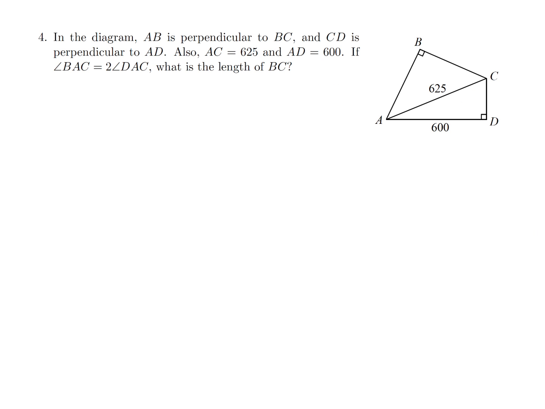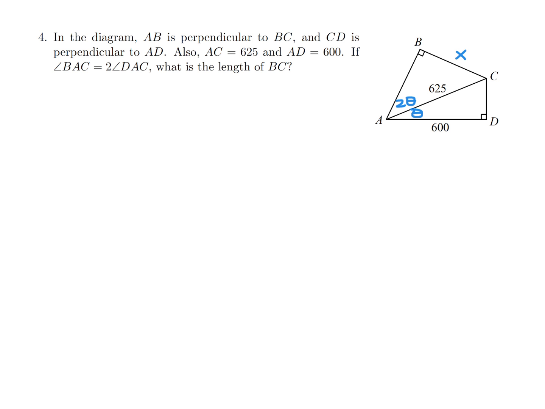In the diagram, AB is perpendicular to BC and CD is perpendicular to AD. Also, AC is 625, AD is 600. If BAC is 2 times DAC, what is the length of BC? Let's see here. I think if this, for example, is theta, they're saying that's 2 theta. And what do they have to do? BC. So let me just call that x.